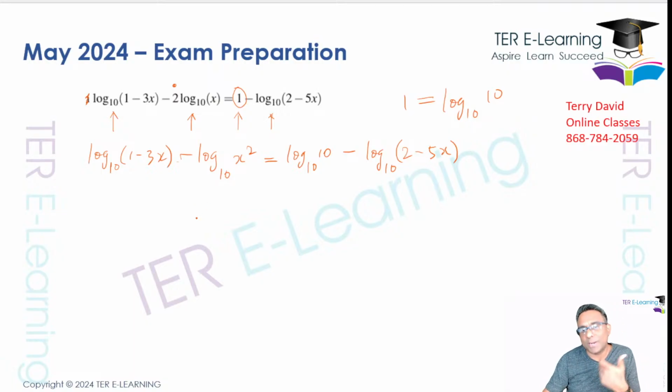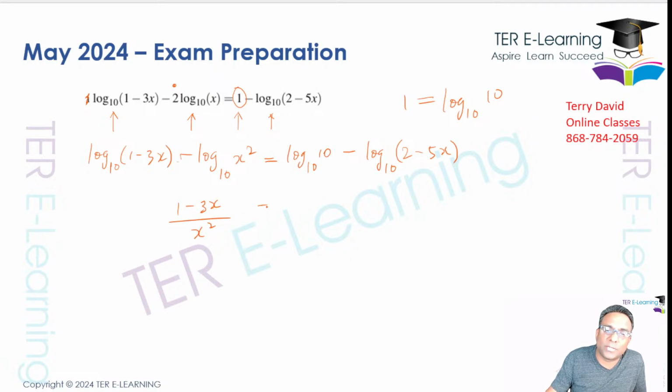Now we're going to apply our rules for logs. If you're subtracting on the left side, it's going to be 1 minus 3x all over x squared, is equal to 10 over 2 minus 5x. So we have an equation to solve, and clearly it looks like a quadratic. So we're going to cross multiply: this by this is equal to this by this. So I'm going to get 10x squared is equal to 1 minus 3x, by 2 minus 5x.